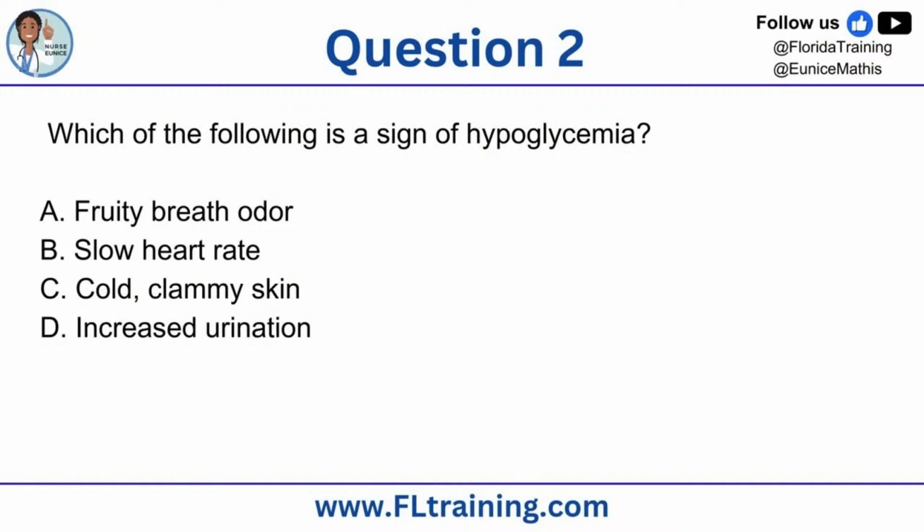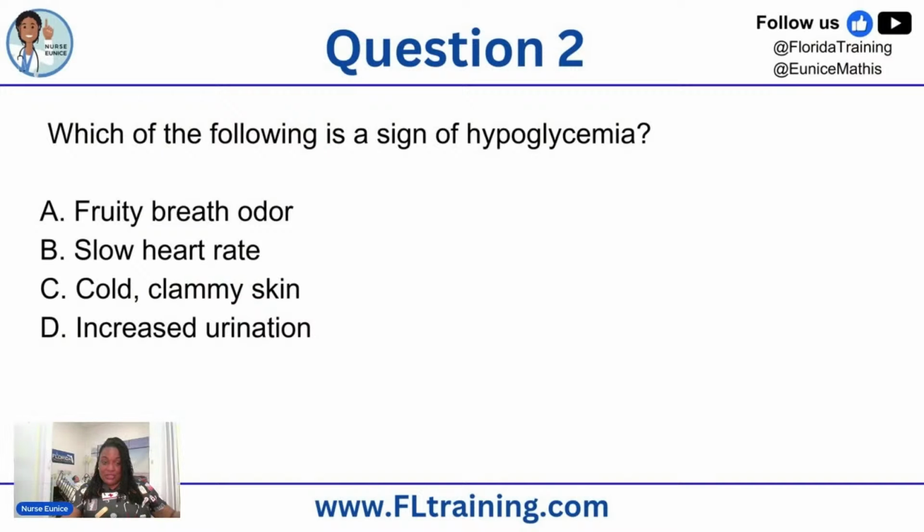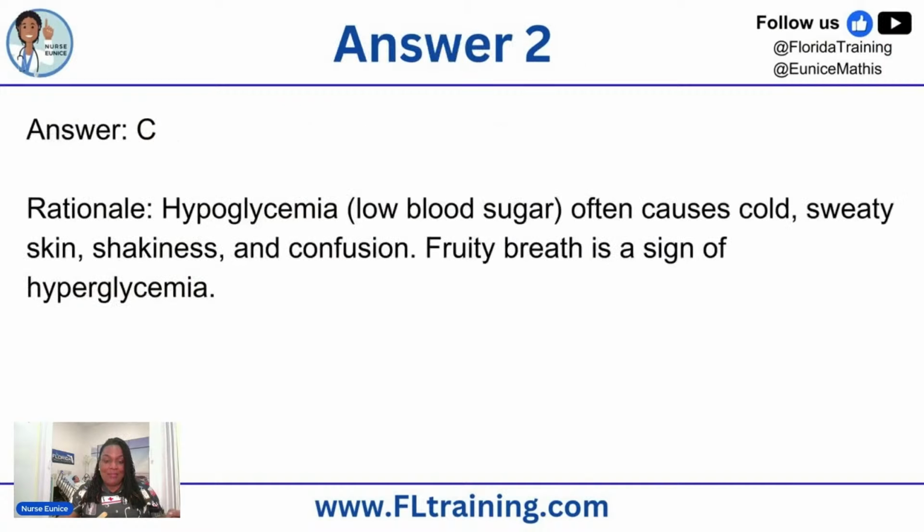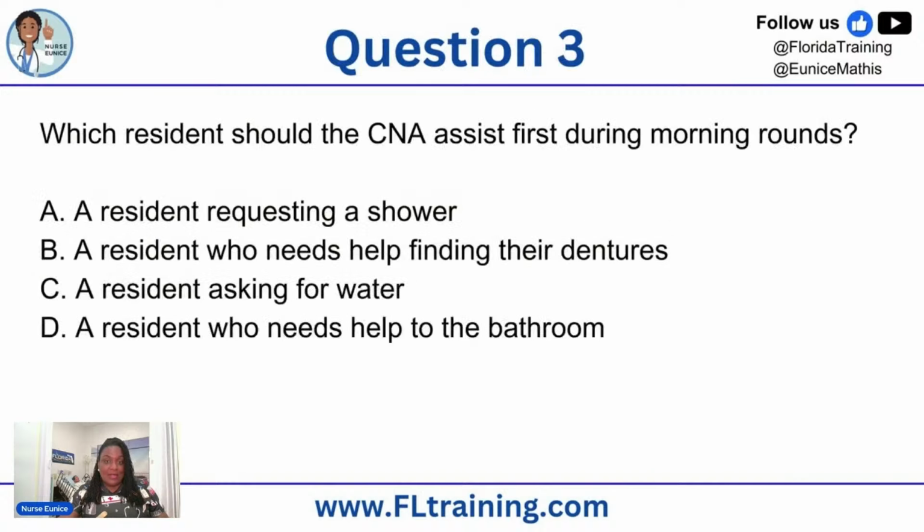Whenever you think of the fruity breath odor, that is for somebody who has uncontrolled diabetes. That means their blood sugar levels are high. And whenever someone has polyuria or increased urination, that's usually a sign of high blood sugar, hyperglycemia. So if you chose C, you understand that cold, clammy skin is what we call diaphoresis. And so that would be usually caused due to low blood sugars or hypoglycemia.